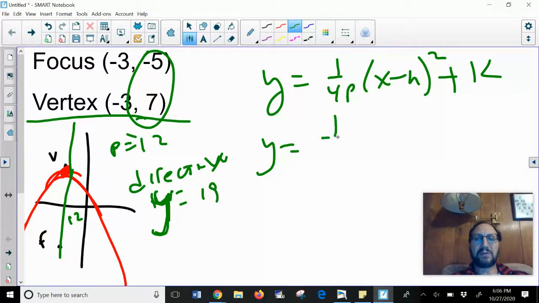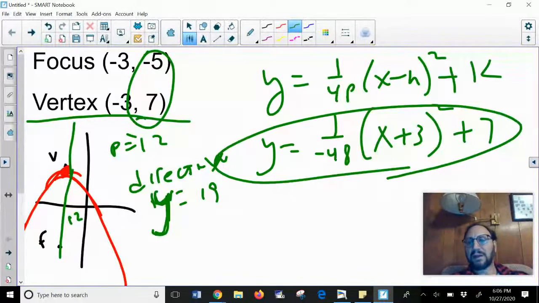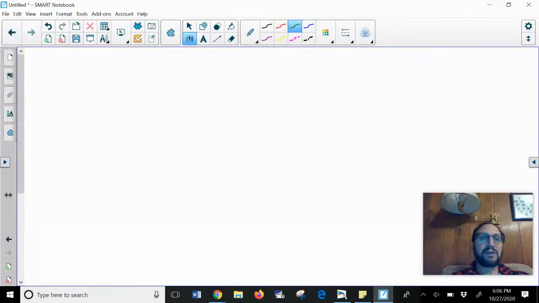4 times -12 is -48. So y equals 1 over -48, or -1 over 48. I don't really care how you write it. x minus a -3. So x minus h is x minus a -3 because it moves 3 units to the left, and 7 units up. And there's my equation. That's the way it works. Now, if you want to do another one that goes another direction, we can do that. Or you can turn it off here if you're sick of listening to me.